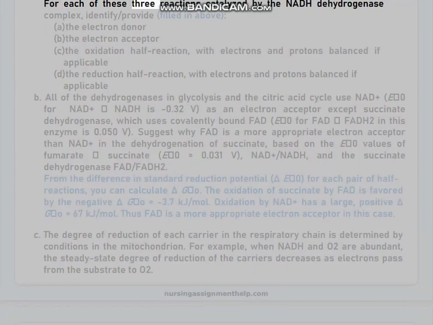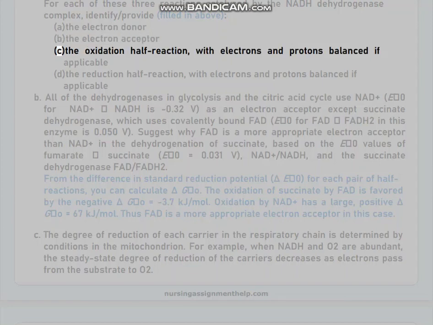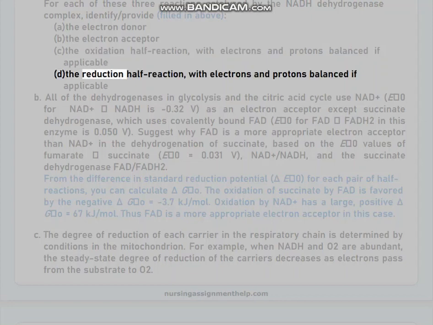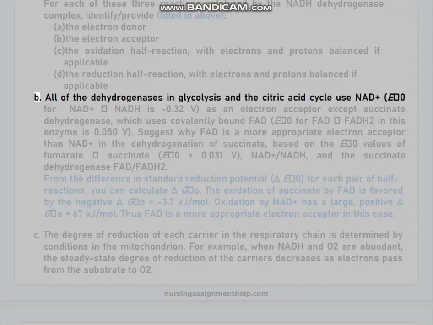For each of these three reactions catalyzed by the NADH dehydrogenase complex, identify and provide, filled in above: A, the electron donor; B, the electron acceptor; C, the oxidation half reaction, with electrons and protons balanced if applicable; D, the reduction half reaction, with electrons and protons balanced if applicable.